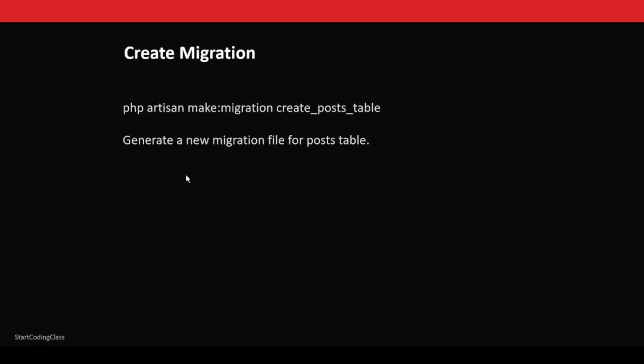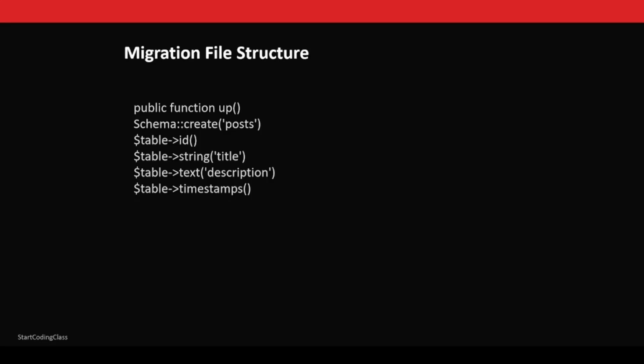Okay, so the file structure is, if you have run this migration command, like php artisan make:migration create_post_table, it will create code like this. So this public function up is the method that defines what Laravel should apply to the database.